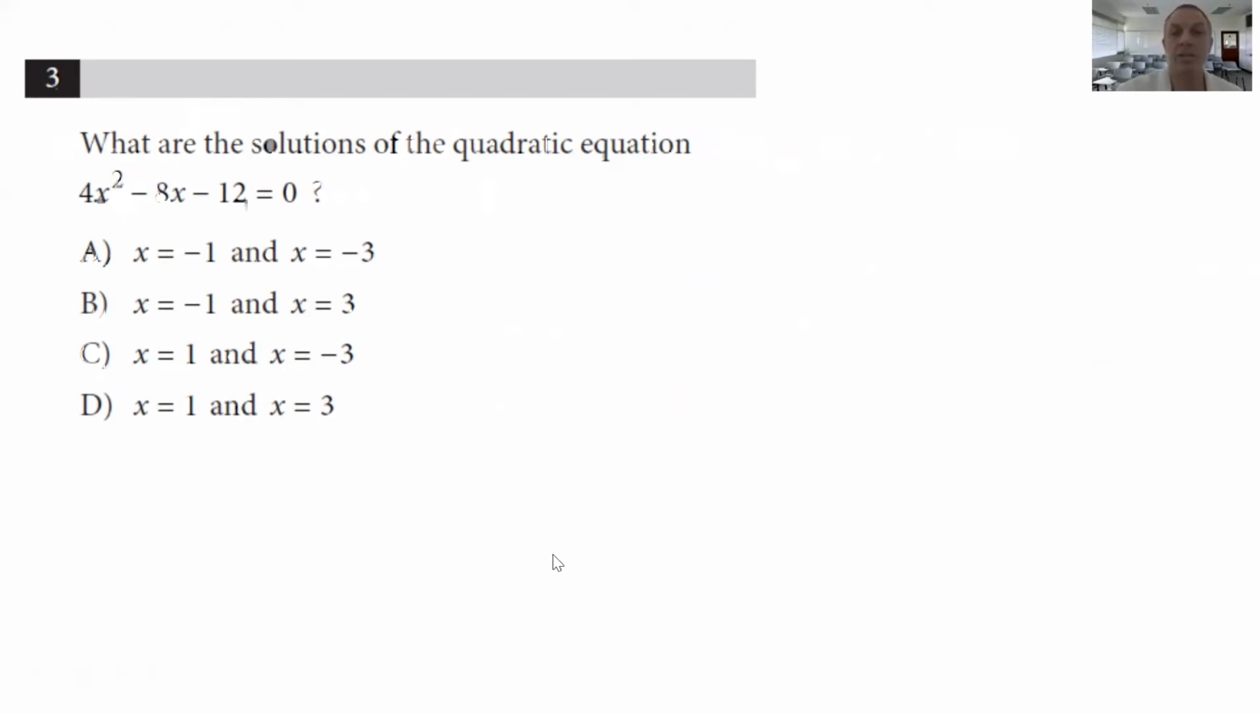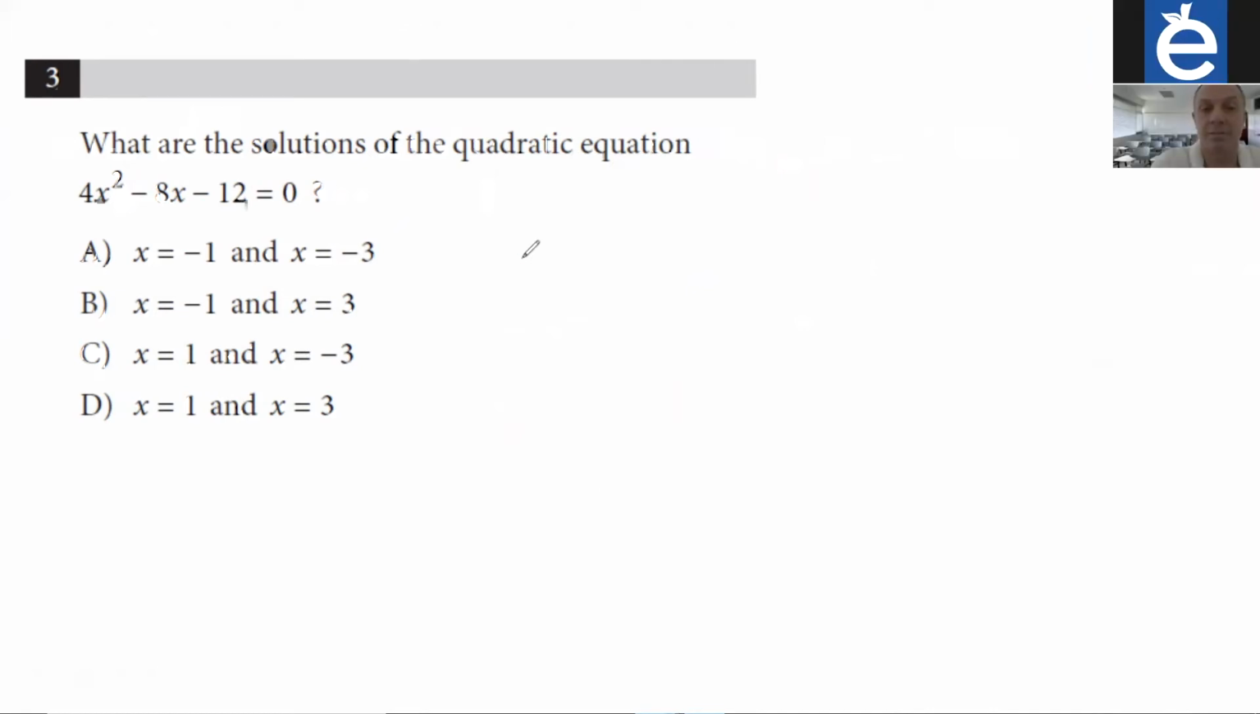So here's an actual question from an SAT. They ask us, what are the solutions of the quadratic equation? One straightforward method is, why don't we divide the whole equation by 4? Just simplifying our equation. So if I divide everybody by 4, why do I do that? Because it's helpful.